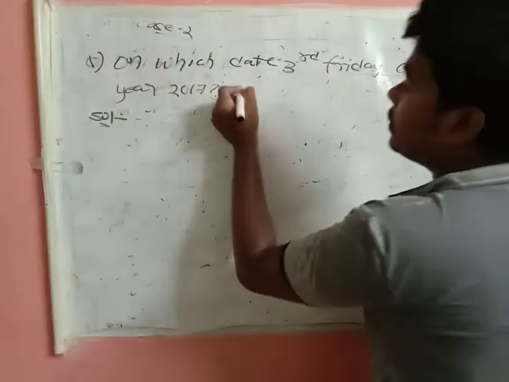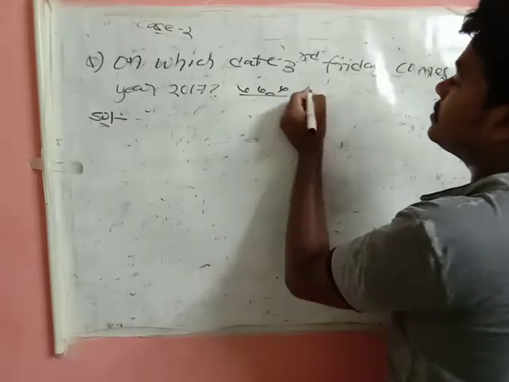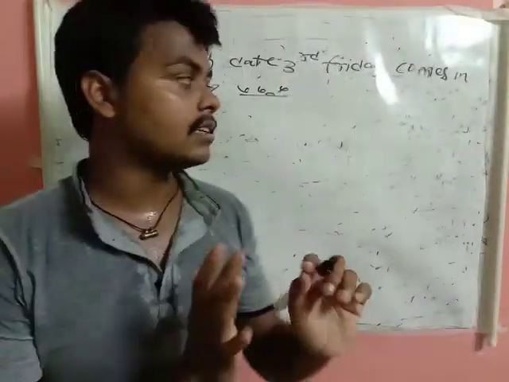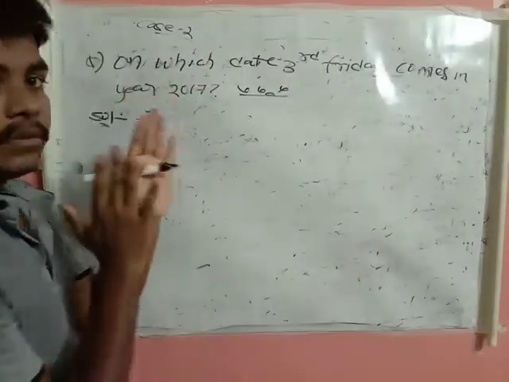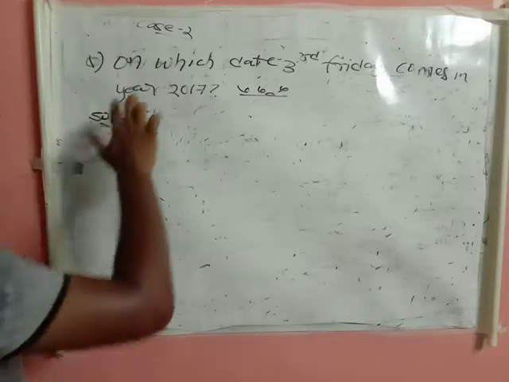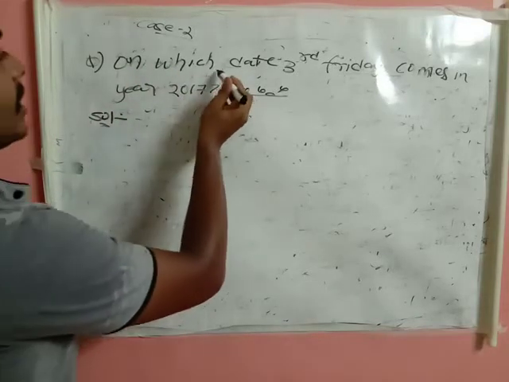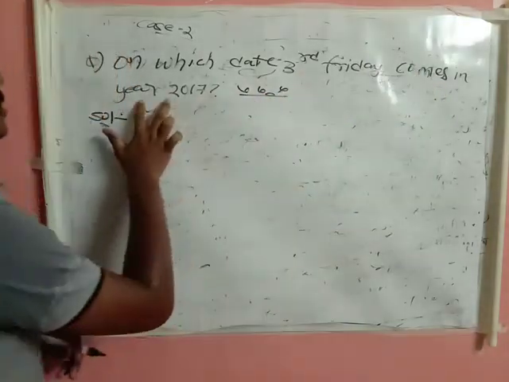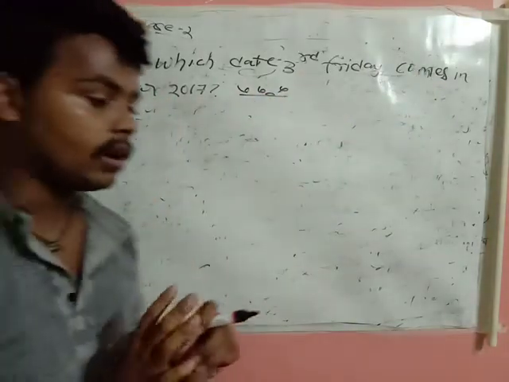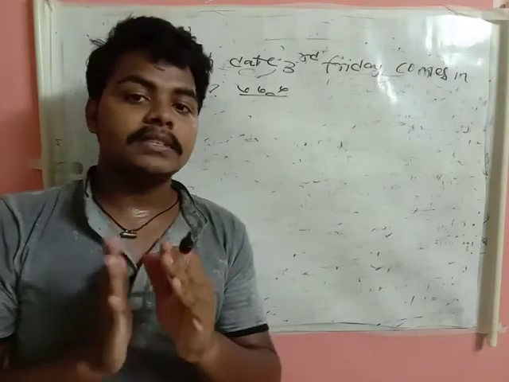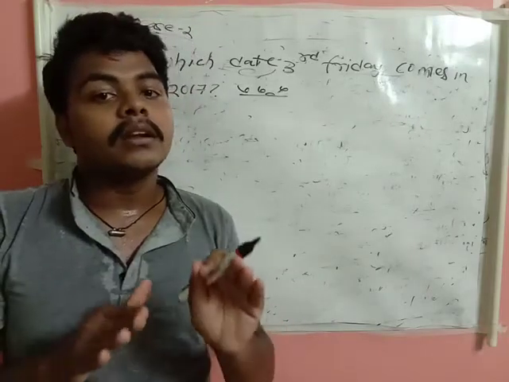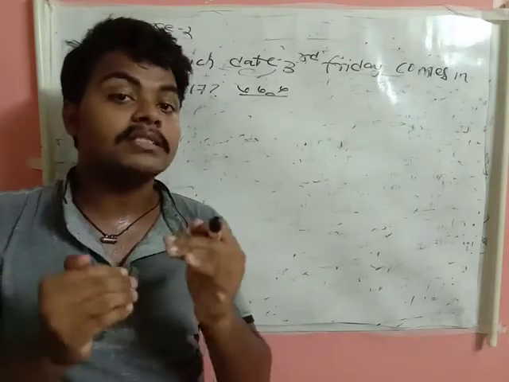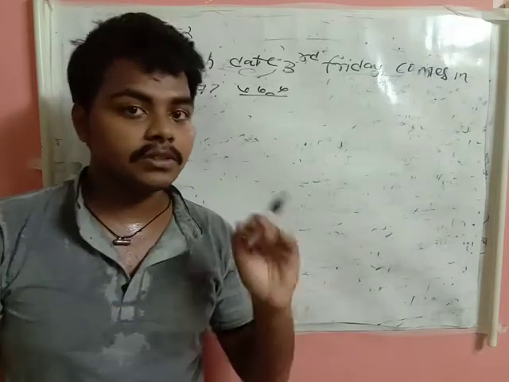Friends, this is a very important question, and this is an interesting question also. You just try to understand the question itself, right? He is asking the date here. On which date does the third Friday come in the year 2017? Means, what is asked? In the year 2017, in the month of October, when was the third Friday? So what is the date of the third Friday is asked. Is this question interesting or not?